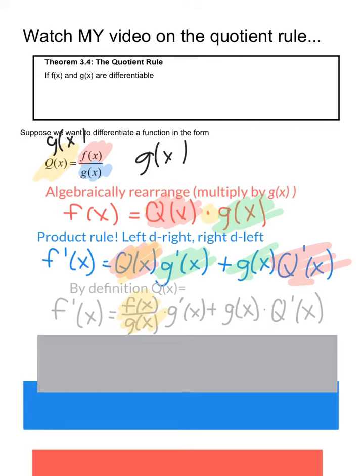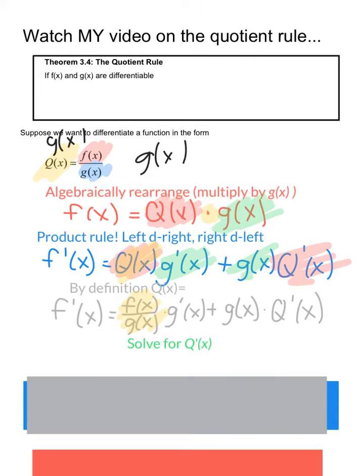Now the last step, I'm going to do a little more rearranging. In other words, I'm going to get q prime of x alone. Now why do I want to do that? Well, q prime of x, that is the derivative of our quotient function. So I want to get that alone so we can see how I would calculate the derivative of a quotient of two functions.